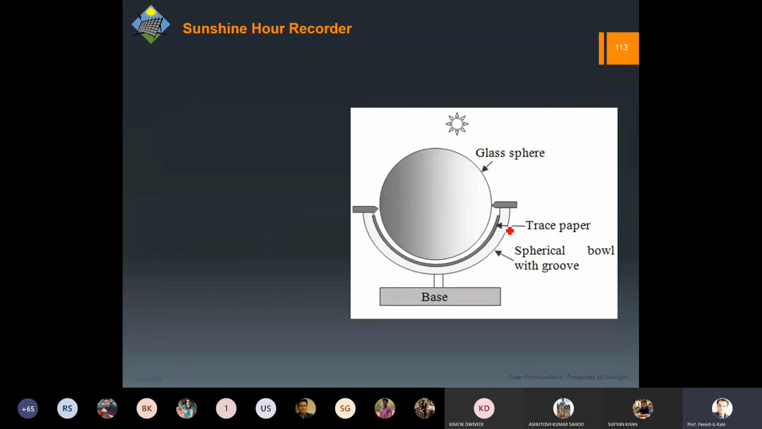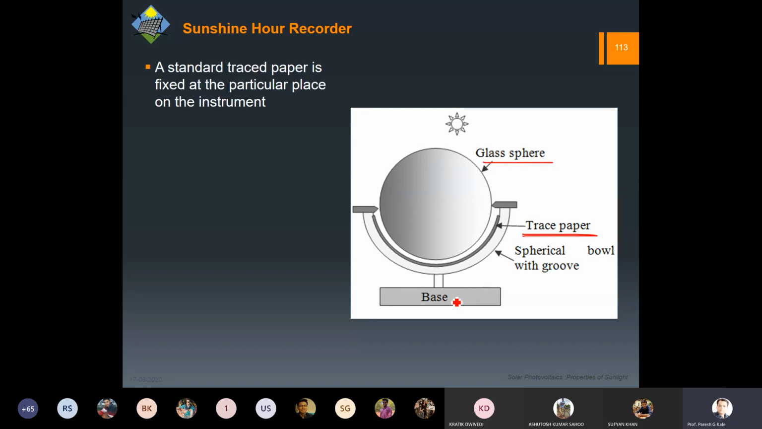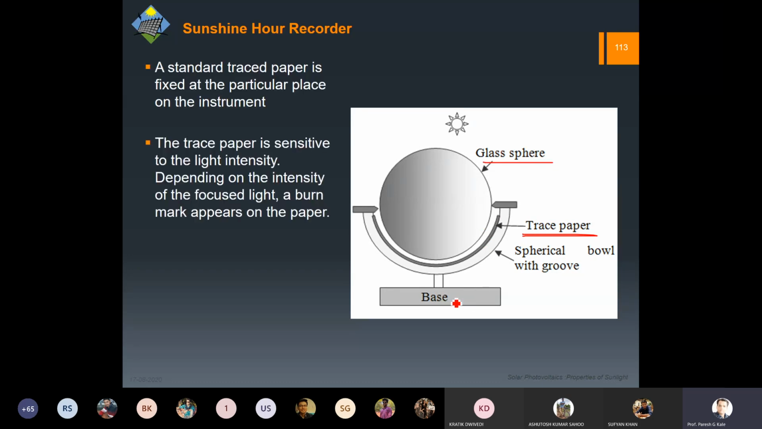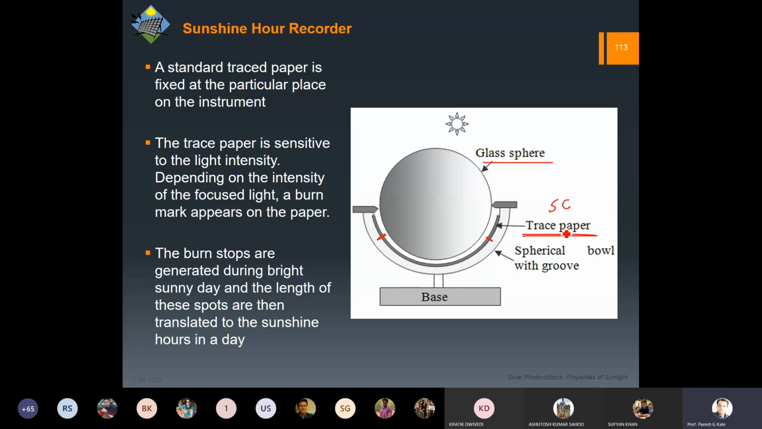So this is the schematic. Instead of this trace paper, you can put any light sensor, or the solar cell itself is a light sensor, so you can do that. For this glass sphere, you don't need tracking over here. You can put it on the base. The trace paper will burn. If it is a solar cell, it will give you an electrical signal, and you can find out the sunshine hours there.